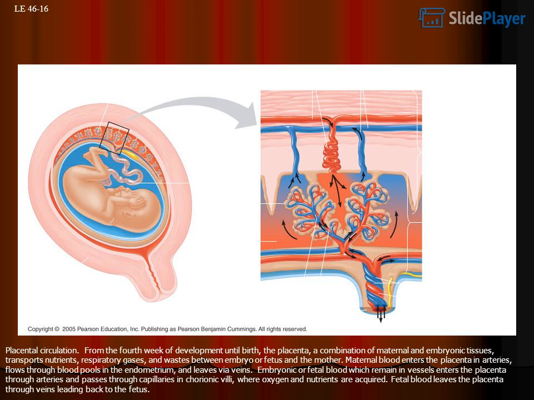Uterus. Umbilical arteries. Fetal arteriole. Fetal venule. Umbilical vein. Umbilical cord.